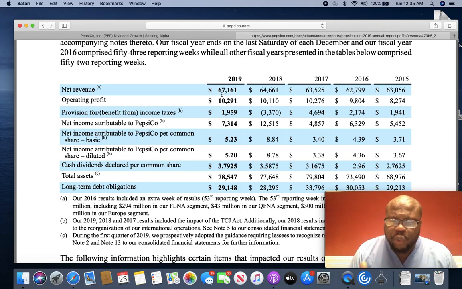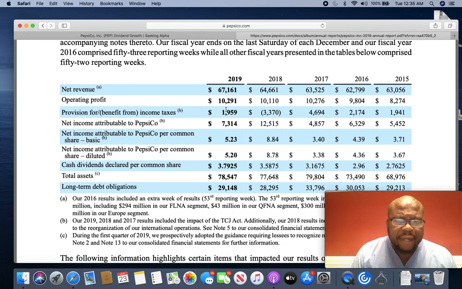So you want to see that. You want to see sales going up. You want to see revenue going up. Operating profit, which is basically after expenses, you want to see that going up too, right? So again, from 8 billion, 9 billion, 10 billion, so pretty steady.